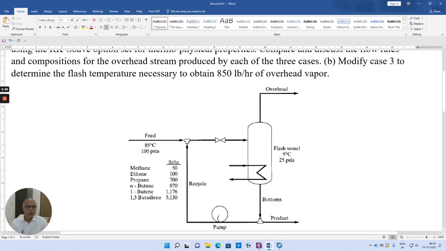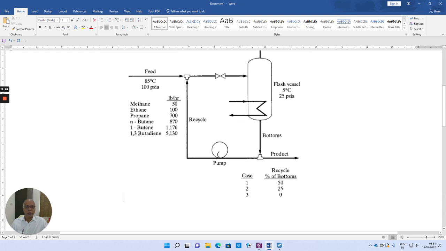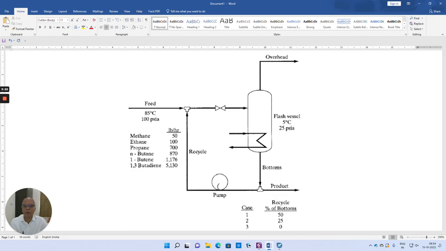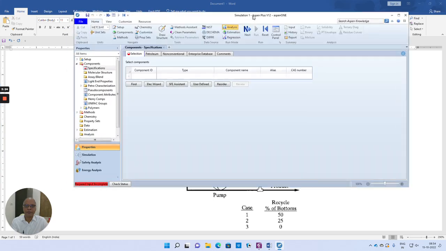Once you do this, we should be in a position to calculate the temperature at which the flash column must operate. In other words, you can think of using a design specification, keep on varying the flash column temperature until you get a total flow rate of 850 lb per hour in the overhead. So either of these 2 ways you can think of doing. Now in this problem, of course, we are going to consider these 3 cases. So let us go back and try to solve this problem in Aspen.